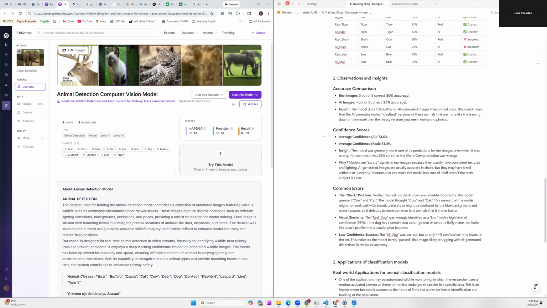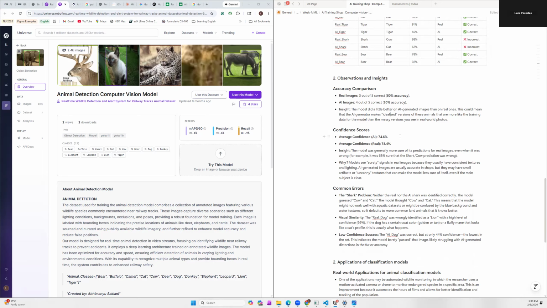About the confidence scores, the average confidence score for AI was 74%, and the confidence for real was 78%. So what does it mean? The model was generally more sure of the real images, even when it was wrong. For example, we have a shark identified as a cod, which was wrong, but with a higher percentage of confidence. Why does it happen?